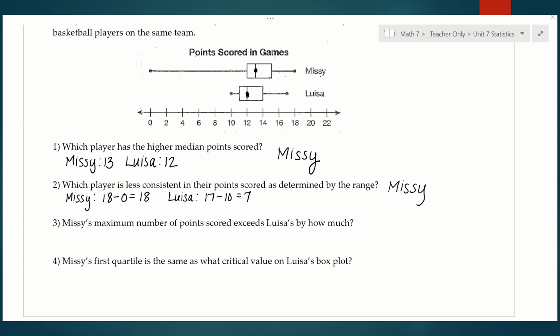Okay. Number 3, Missy's maximum number of points scored exceeds Louisa's by how much? Okay, so maximum points scored for Missy is 18. Maximum points scored for Louisa is 17. So Missy's maximum score exceeds Louisa's by 1 point.